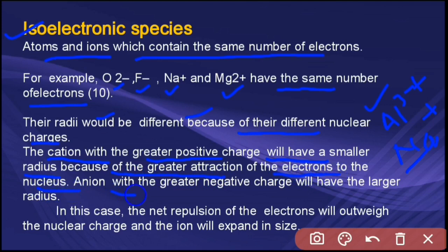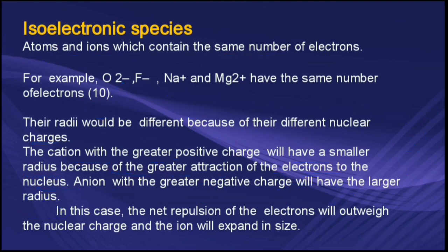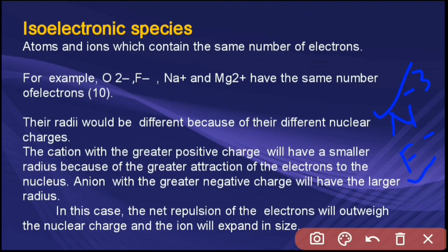And the anion with greater negative charge will have the larger radius. It means, comparing N3- and F-, greater negative charge will have larger radius. It means N3- has a larger radius as compared to the fluoride ion.